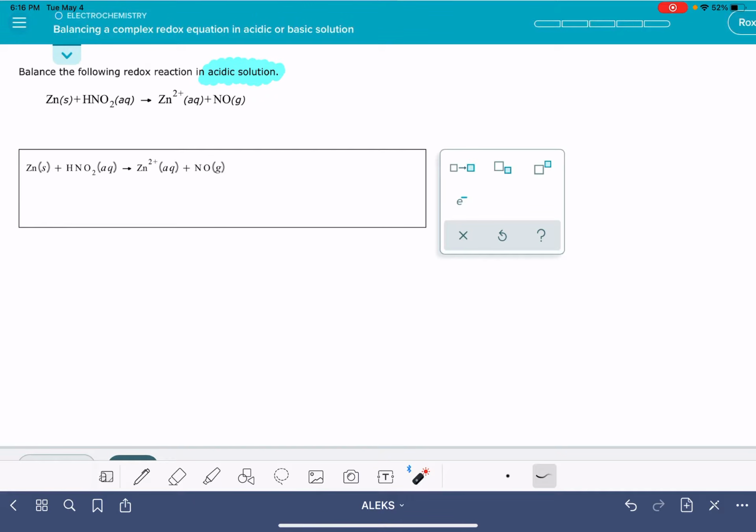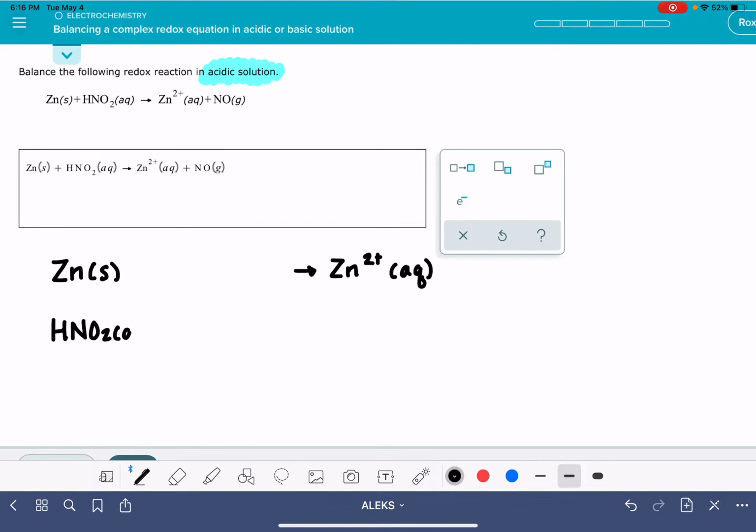Don't let that distract you. You still need to go through the whole process of balancing the redox reaction. These four substances are just here to save us a little bit of time. So the first thing that we need to do is separate into half reactions. For my two half reactions here, I have zinc solid turning into zinc 2+ ions, aqueous. And then I also have HNO2 aqueous, and that is turning into NO gas.